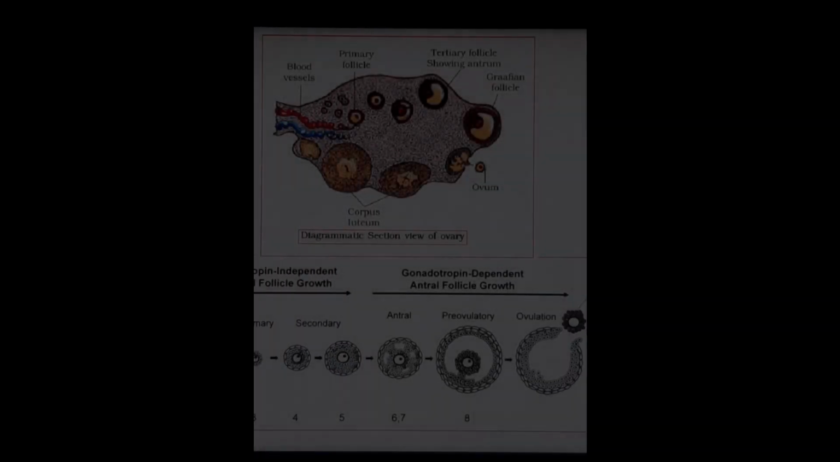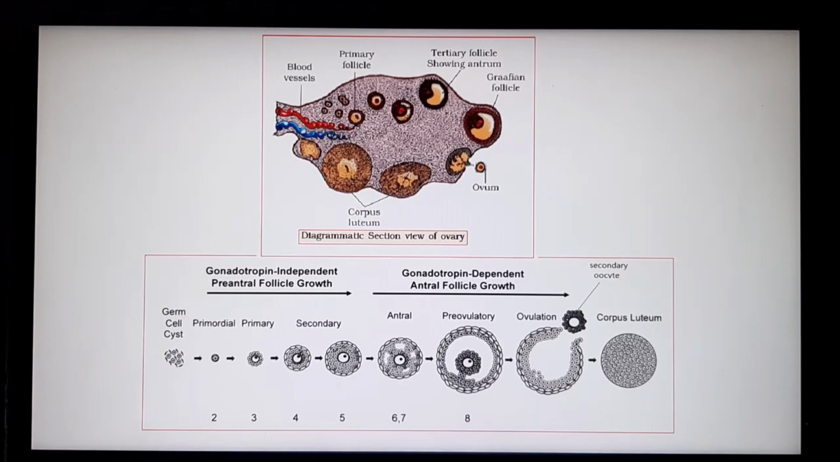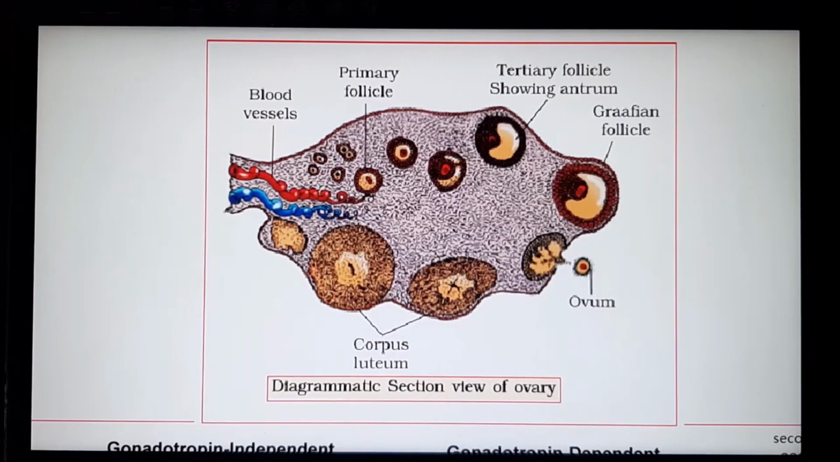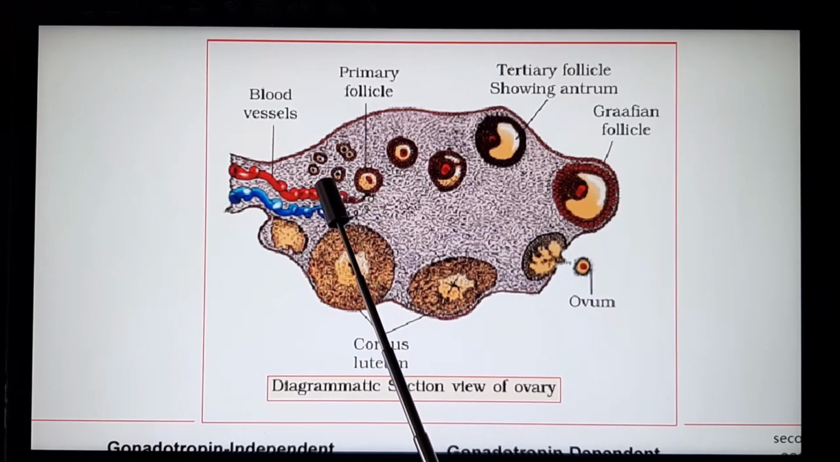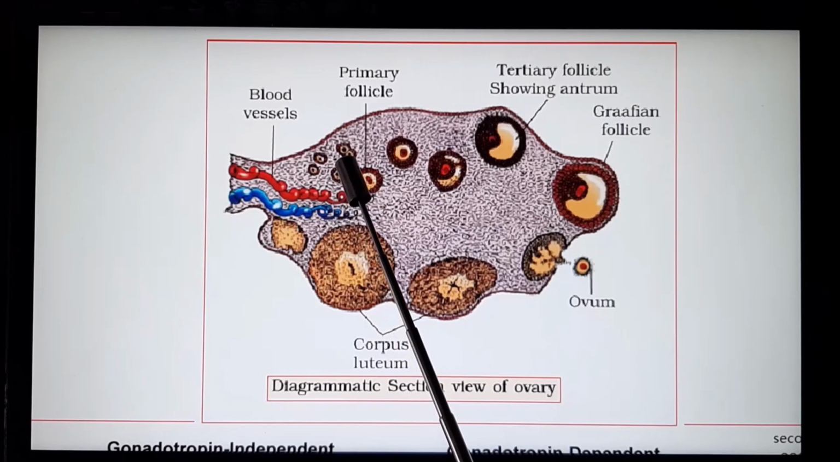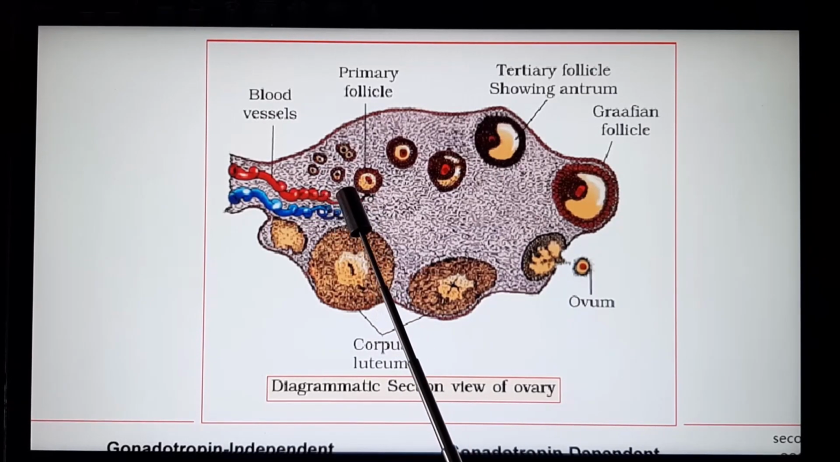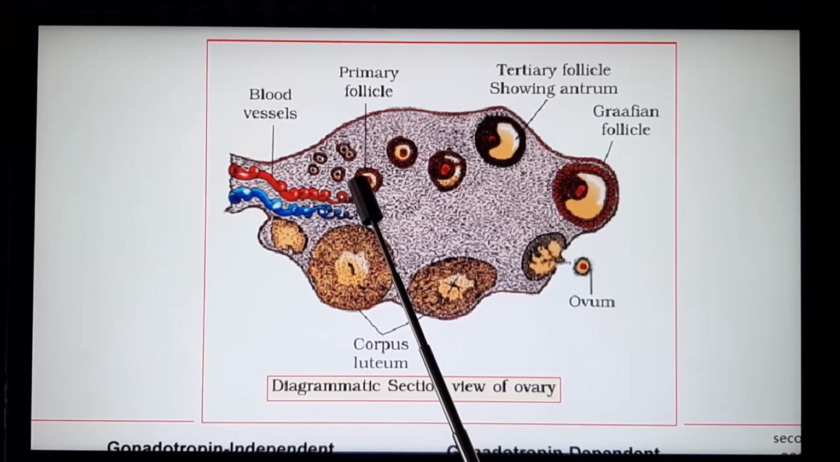That's about the oogenesis. Here is a diagrammatic sectional view of the ovary. Let's have a look at it. We can see the developments, also the blood vessels, and the primary follicle cells here. In the primary follicle, around the primary oocyte, the granulosa cells are added, and it develops into a primary follicle.